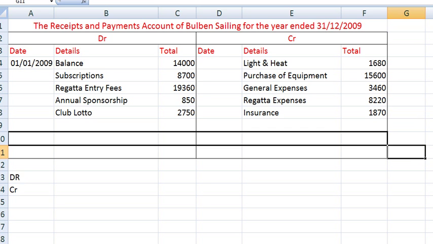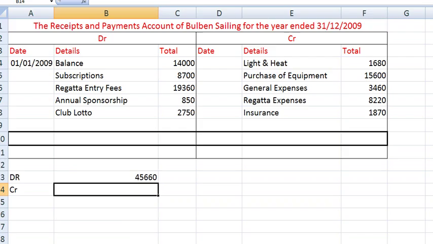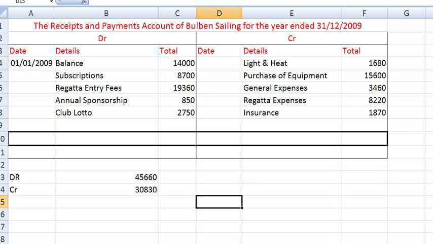The next thing I have to do is find out which side is larger. Is it the debit total or the credit side total? So I'm just going to add them up and write them down here. The debit side total is 14,000 plus 8,700 plus 19,360 plus 850 plus 2,750, which is 45,660. And the credit side total is 1,680 plus 15,600 plus 3,460 plus 8,220 plus 1,870, giving a total of 30,830. Now it's clear that the debit side is larger.